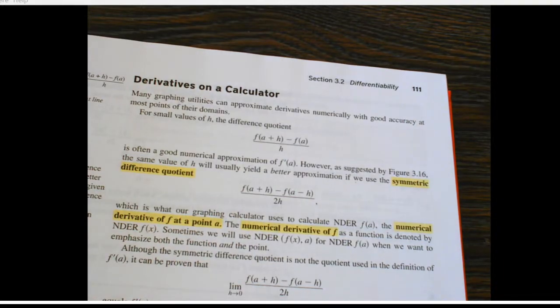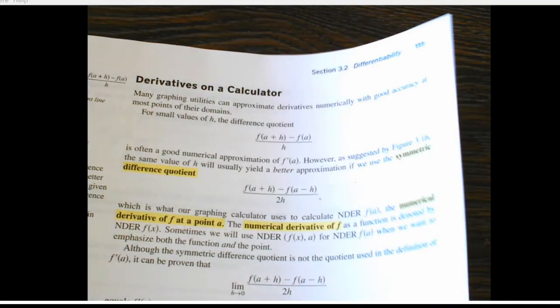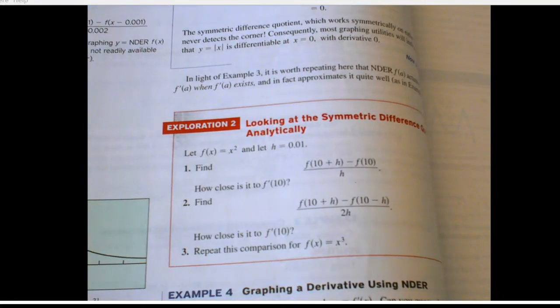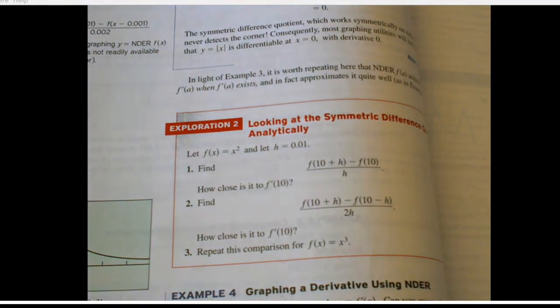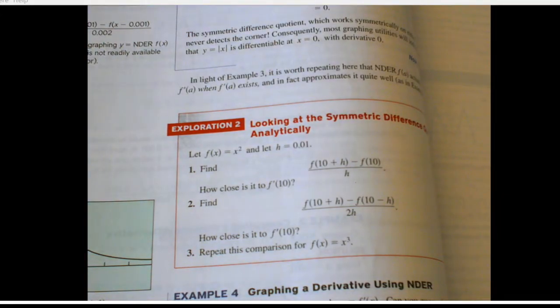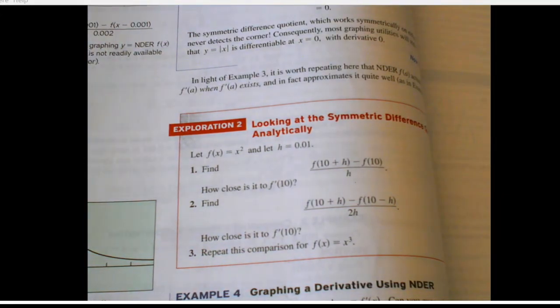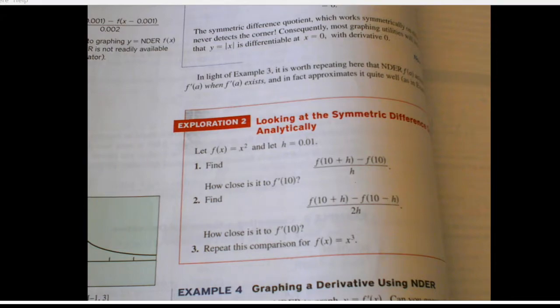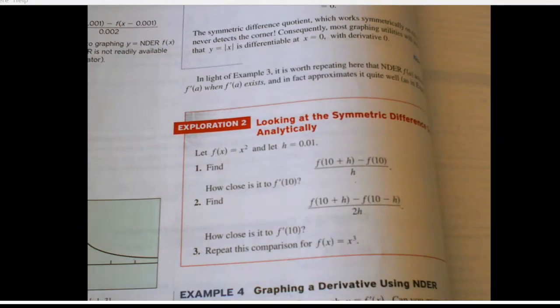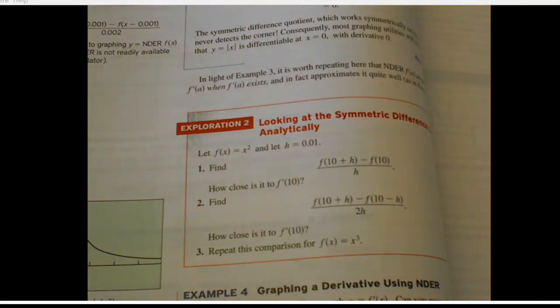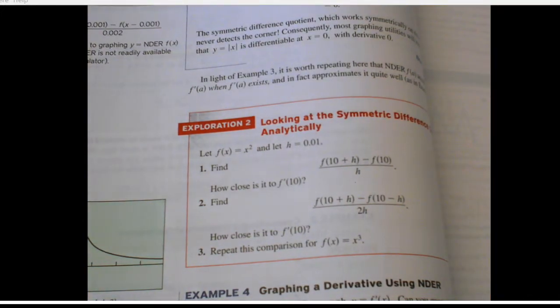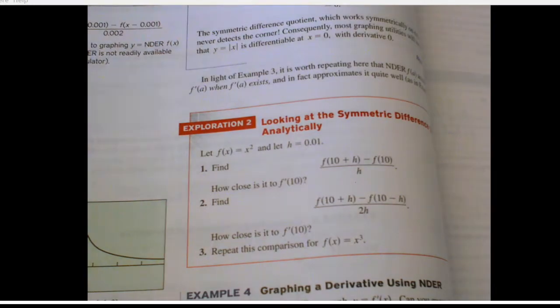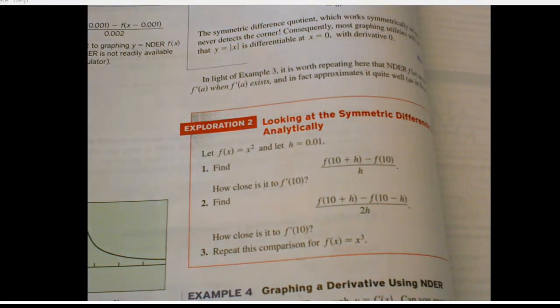Using the difference quotient, you can actually estimate what a derivative is. And if you look on page 112, we have this right here, looking at the symmetric difference quotient analytically. This is just typing stuff into your calculator to estimate what the derivative is. I happen to know that the value of f prime of 10 is 20. You can use your calculator and this difference quotient to see what a close value is.